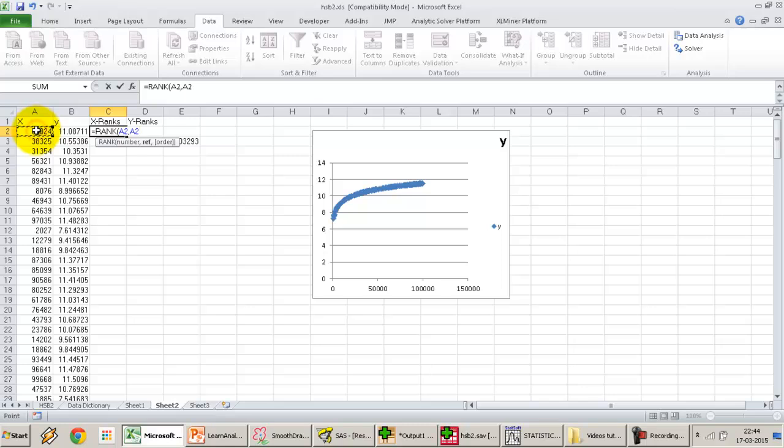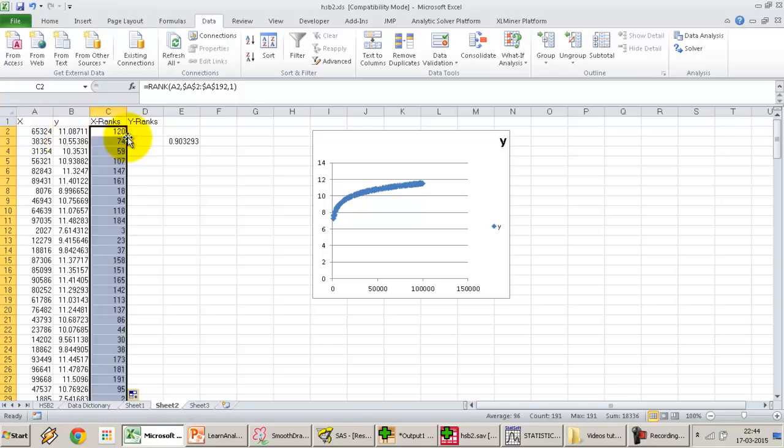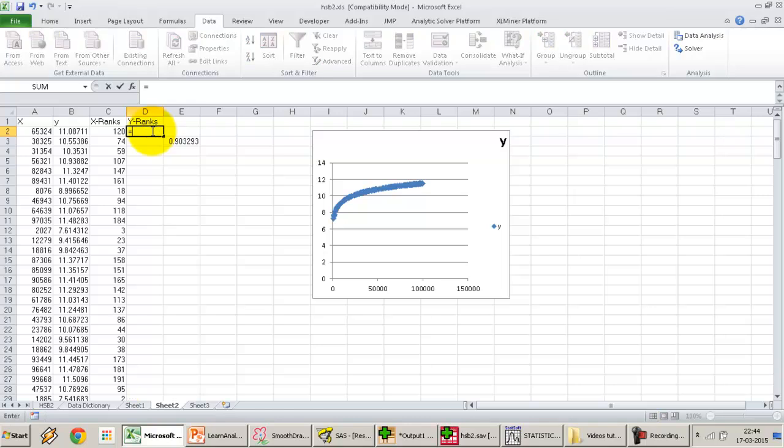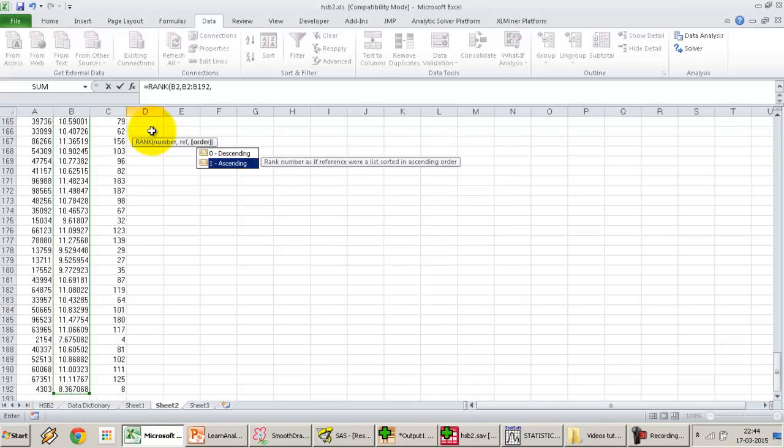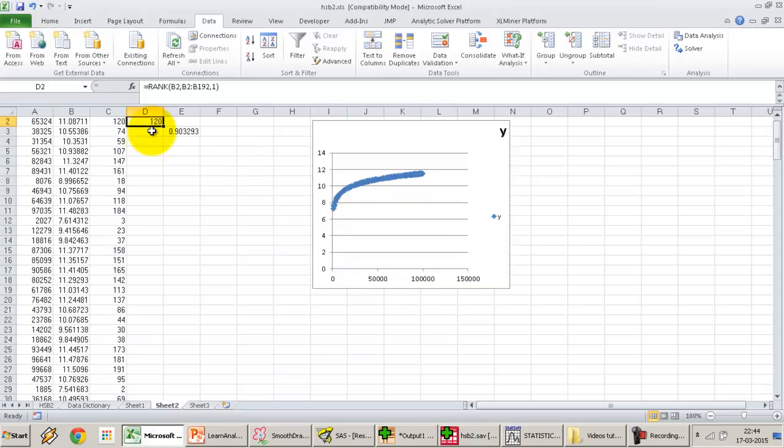I'll select the full data set, lock it, and say I want ascending order, and it converts it into rank. So a value of 65,000 essentially becomes a rank of 120. I'll do the same with the Y as well. We use the rank function here, select this, take the full reference, and same ascending order over here as well, and change it into ranks.